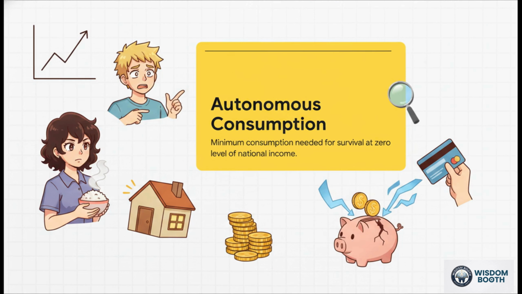Think about it. Even if you lose your job tomorrow and your income drops to absolute 0, you still gotta eat, right? You still need basic shelter. To afford this, you're either going to drain your past savings or you're going to have to borrow money. In our data, when income was 0, consumption was still sitting at 40 crores. That 40? That is your autonomous consumption.